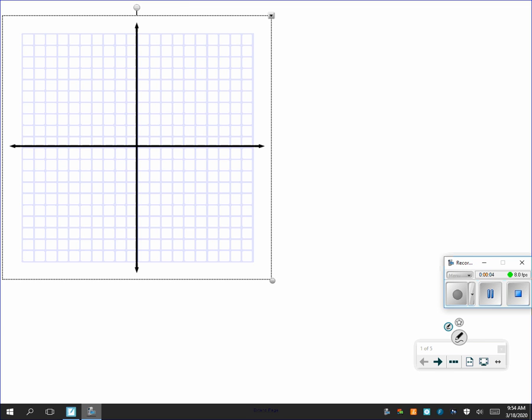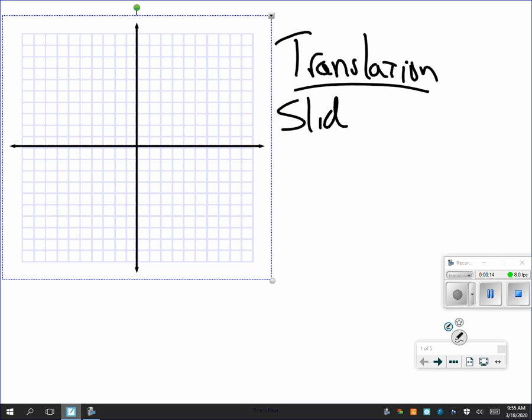I'll do a quick video on the 4 types of transformations. So the first type of transformation we'll talk about is translation. And when we talk about a translation, that's a slide. So we're just moving the figure around the screen, left, right, up, down.